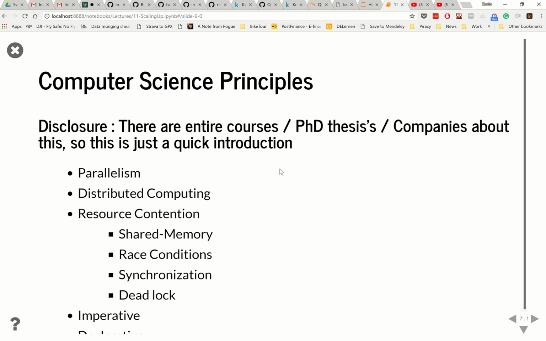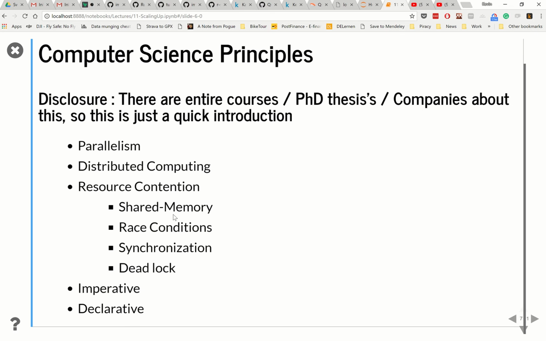And so this is where we'll get into the computer science principles, the ideas that are important. This is a bit of a struggle because there are entire courses, PhD theses, and companies that focus on just one individual task on this list. We'll try to cover all of them in a tiny part of a lecture. But I think it's important to have at least an awareness of these ideas, how you can employ them correctly, and the take-home messages.